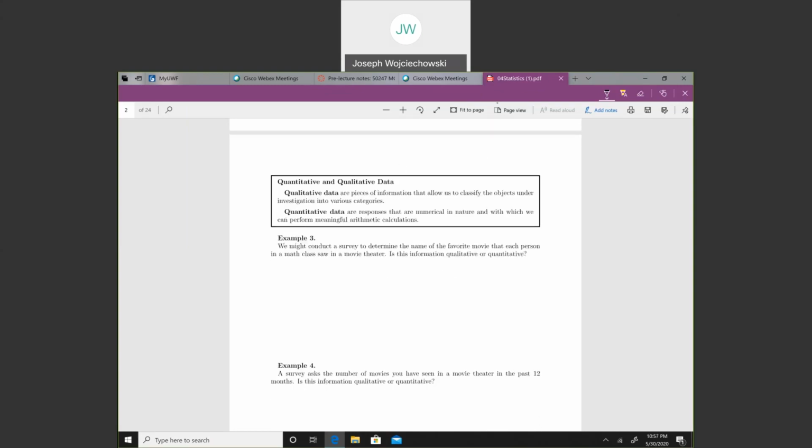Okay, then we get to quantitative and qualitative data. Qualitative data are pieces of information that allow us to classify the objects under investigation into various categories. Quantitative data are responses that are numerical in nature and with which we can perform meaningful arithmetic calculations.